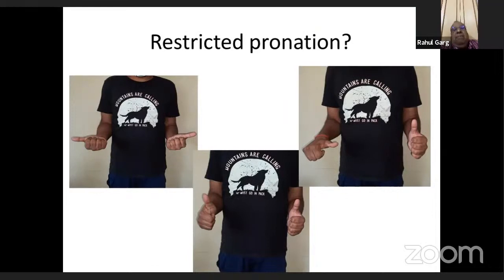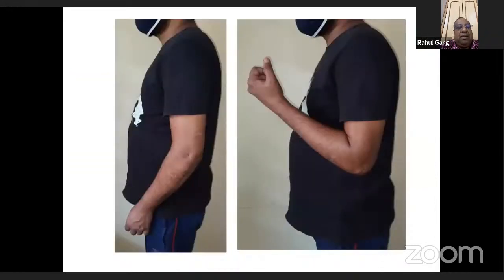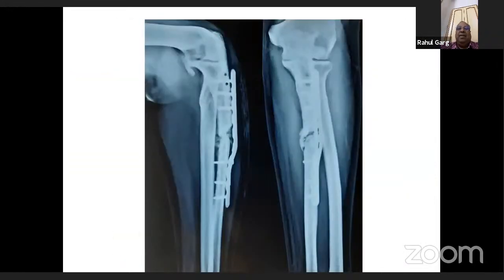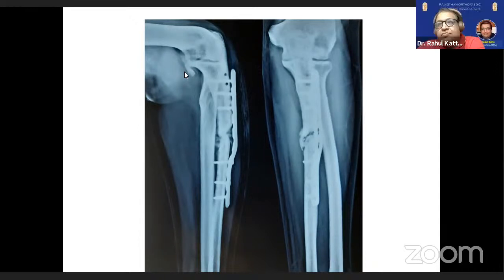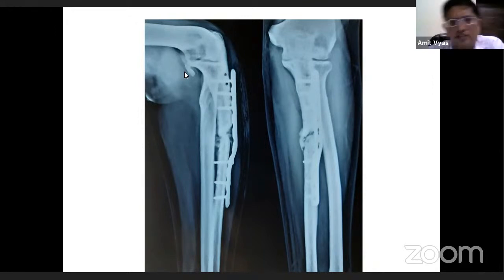So, Dr. Amit, can we go back to the last X-ray, please? Just before this. Yes. In this lateral view, are we getting any heterotopic ossification sort of finding? This one. Can this contribute to your restriction of pronation? Pronation, I am not sure, but it may be a cause of restriction.